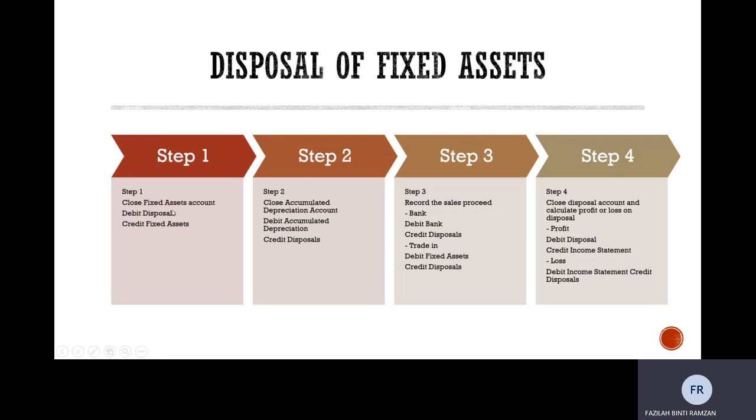Then step 4, close disposal accounts. Just now you see there are disposal accounts created here and here. So the last step is to close our disposal accounts and calculate the profit or loss on disposal. If there is a profit, the remaining amount will be on the debit side. So we debit disposal, credit income statement. If there is a loss, the remaining amount will be on the credit side. So we debit income statement, credit disposal.